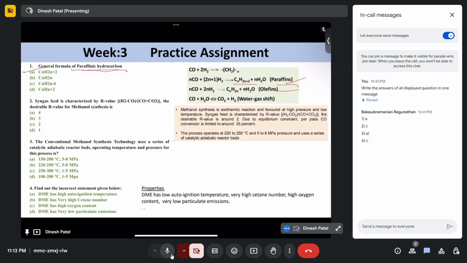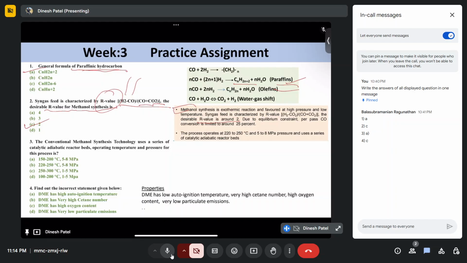Another question is: syngas feed is characterized by R value. What is the desirable R value for methanol synthesis? As you can see here, methanol synthesis is an exothermic reaction and the R value is around 2. So your R value will be 2. R value is basically the ratio of (H2 minus CO2) by (CO plus CO2).